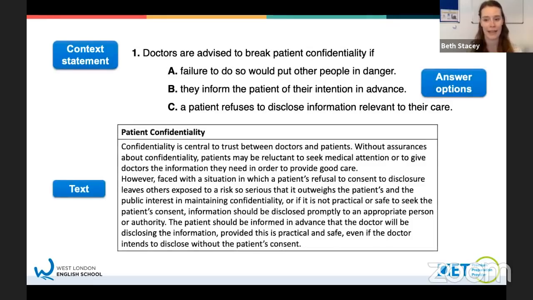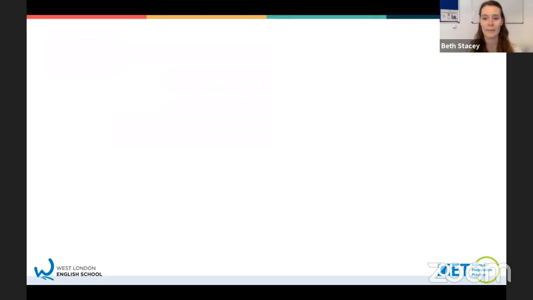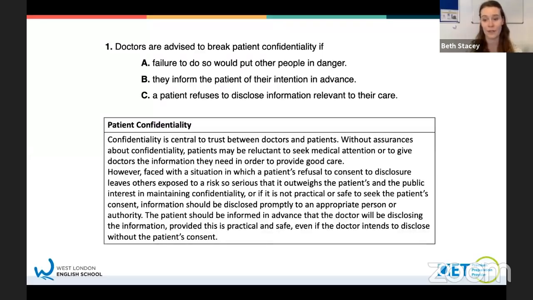And we have our text. So I'm going to give you 2 minutes to look through this question and see if you can get the right answer, and then we'll go through it in some detail.